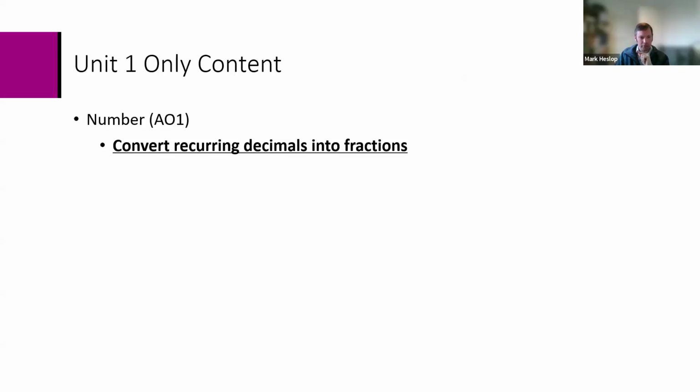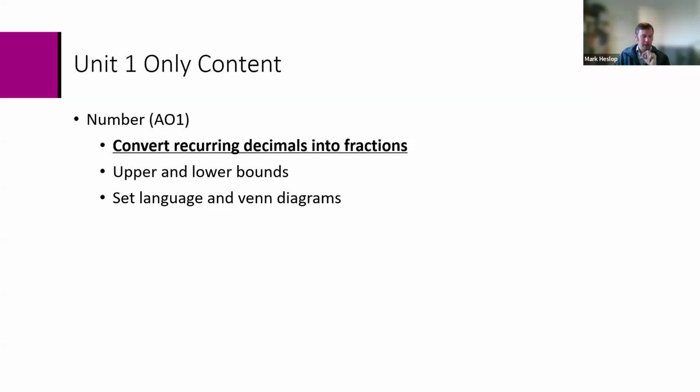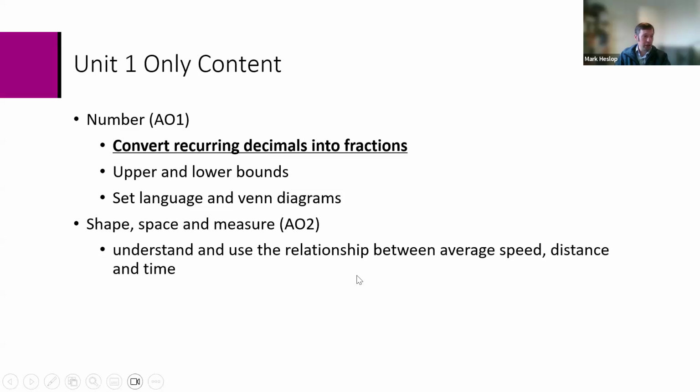I am going to come to that in the revision question section in a second. Upper and lower bounds, again, a Unit 1 only topic. Set language and Venn diagrams, because Venn diagrams have to go with probability. Probability is Unit 1 only. These are only Unit 1 topics. From shape and space, understanding the relationship between average speed, distance, and time, which actually answers Garda's question. So it's only Unit 1 and doesn't need to come up in Unit 2.